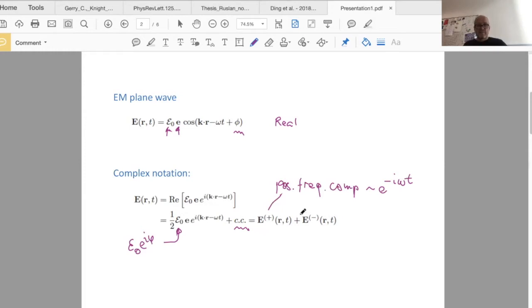Sort of as a sneak preview towards field quantization, we're going to see that E plus, the positive frequency component, will be associated with photon annihilation. Okay, and the other one, the E minus, is going to be a dagger, which is going to be the creation of a photon.